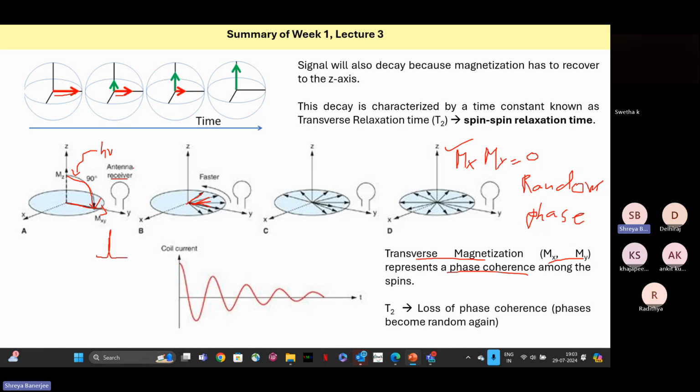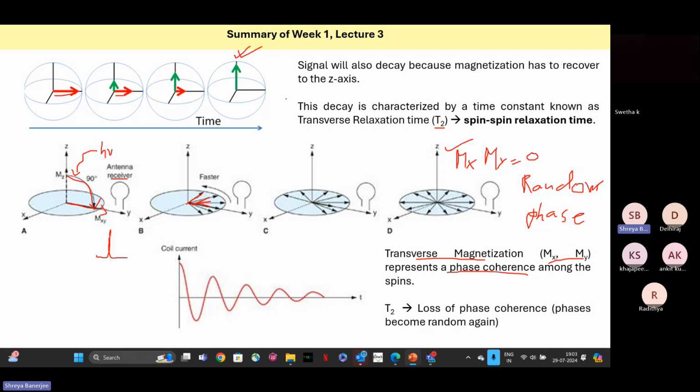So initially, during the radio frequency, there was a phase coherence, but after the magnetization goes back to the Z axis, the phase again becomes random. That is why this spin-spin relaxation time or T2 is often called a loss of the phase coherence. Because as the spin-spin relaxation is happening, that is, the system is going back to this situation, the phases are no longer coherent. They are becoming random again. So T2 is related with the loss of phase coherence.